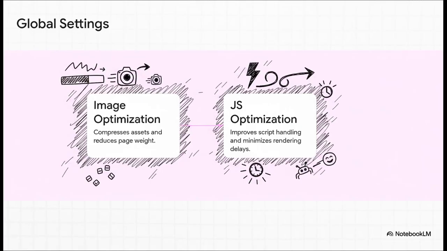And here they are. So you're going to head into your website settings. First, you're going to enable image optimization. This automatically compresses and resizes your images, which cuts down your page weight and makes your site load way faster. Second, enable JavaScript optimization. This cleans up how scripts load, cutting down on those annoying delays that both your users and Google's crawlers absolutely hate. It's simple, it's powerful, and honestly, it should be non-negotiable.